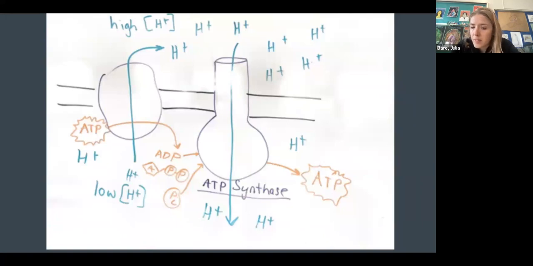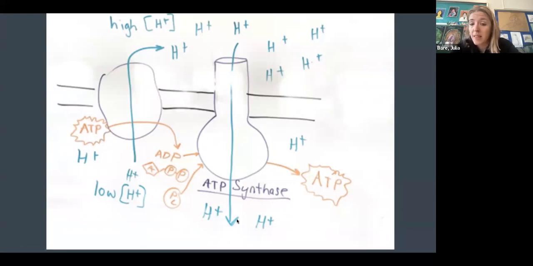Now, this might seem kind of confusing. Why would you use ATP to make ATP? That seems like a redundant process. Well, what ends up happening is ATP is made in way higher concentrations than it is used in proton pumping.